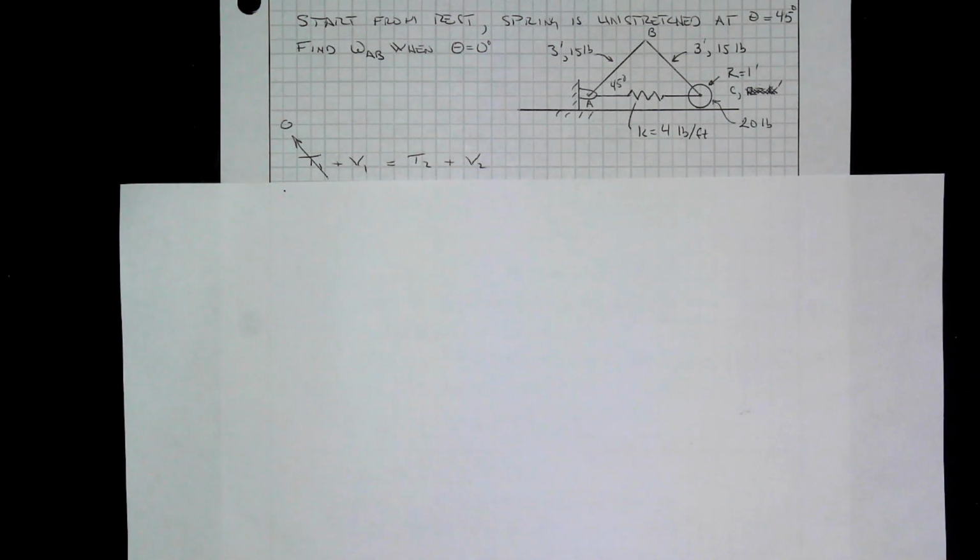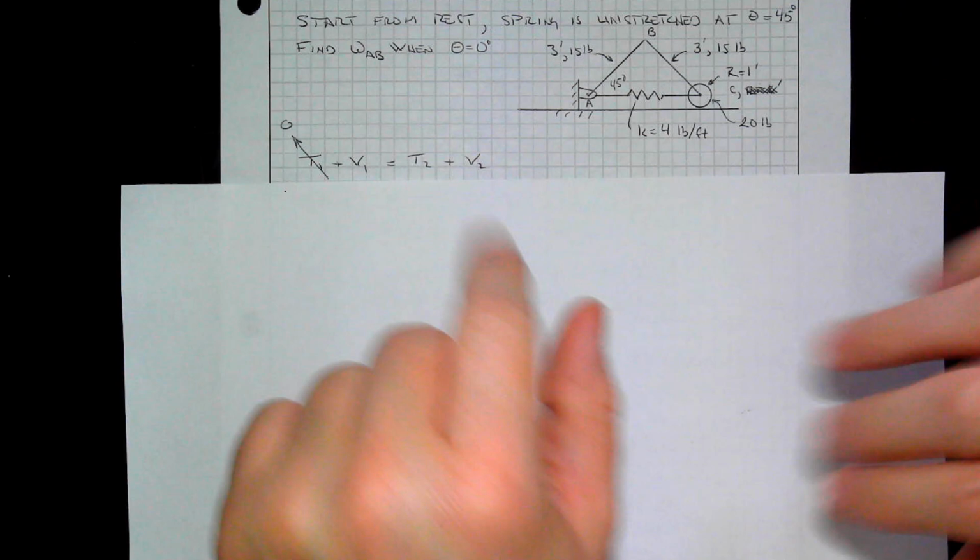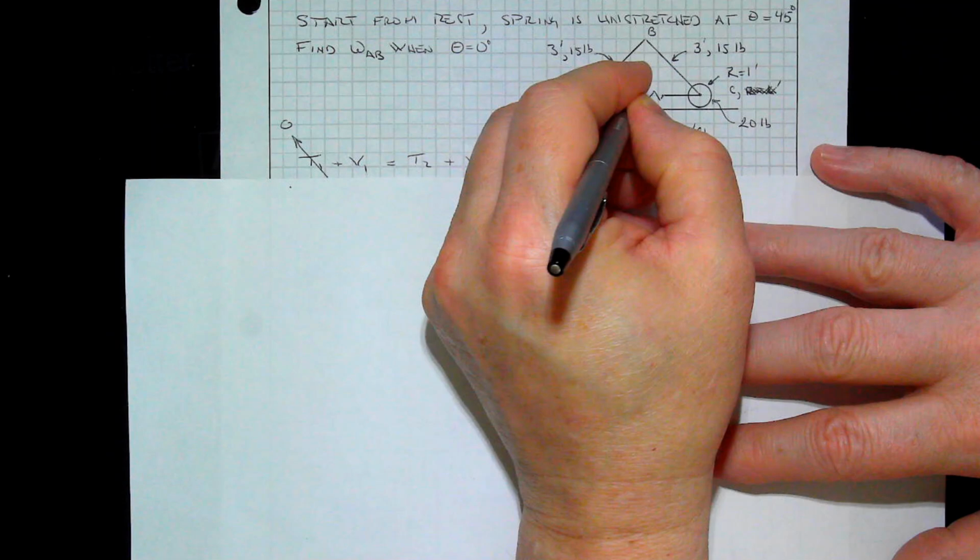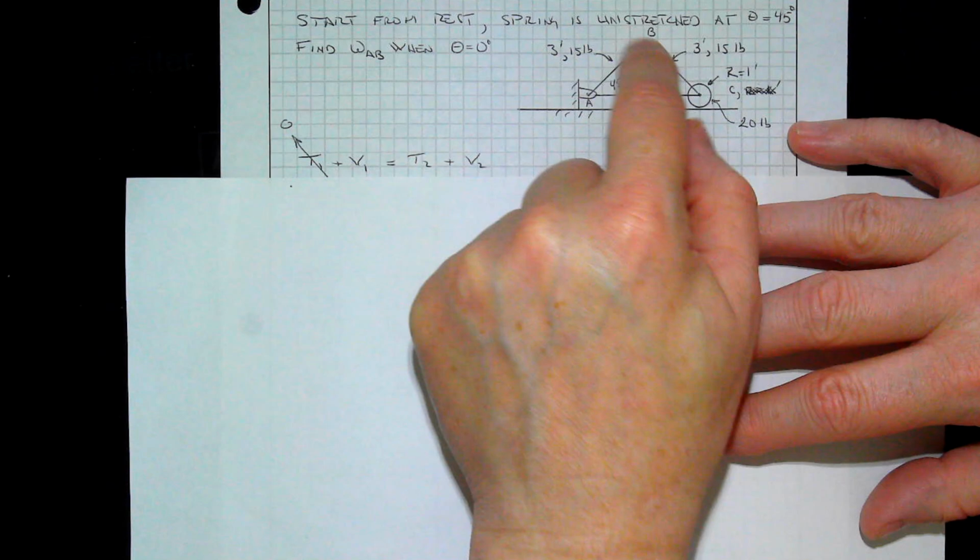Okay, here's our next problem. Some sort of bizarre contraption, but let's analyze what's going on. So the thing starts from rest. So right away we know T1 is 0. Obviously, in the chapter we're in, we're going to be using energy, so let's just know we're going there. So that would imply initial kinetic energy 0.